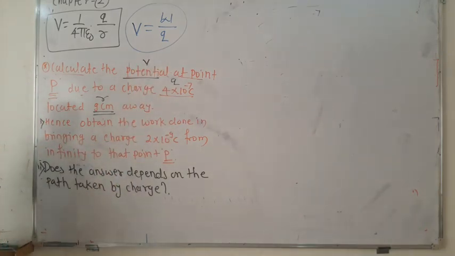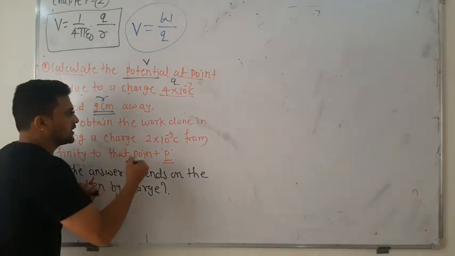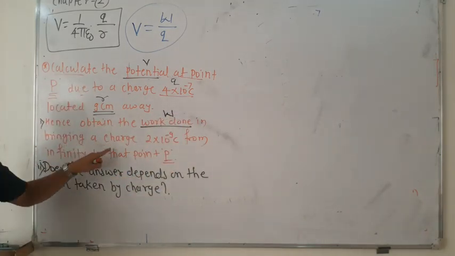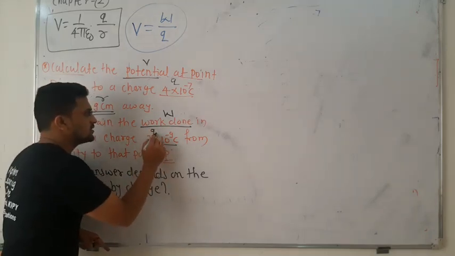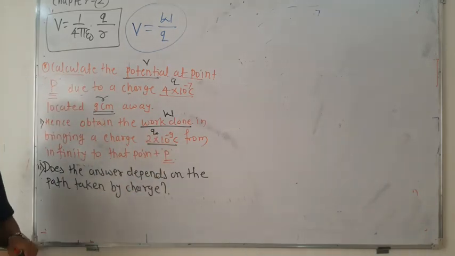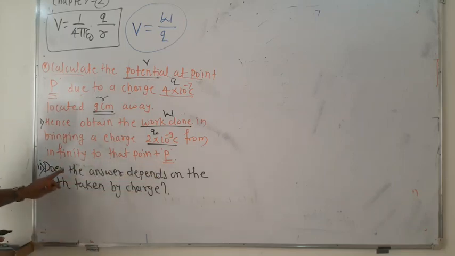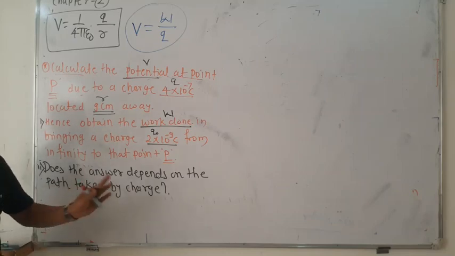But in that there are also sub questions. Hence obtain the work done. That means calculate the work done in bringing a charge, that is the q naught, the test charge, from infinity to that point P. And also you have to tell us whether this work done depends on the path taken by the charge or not.